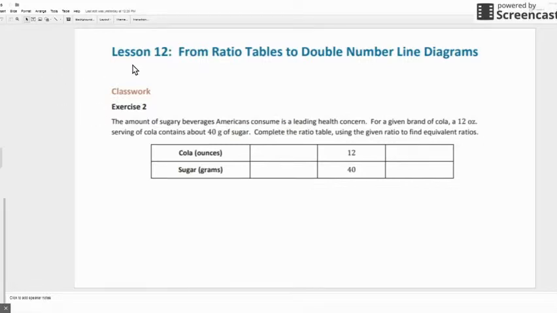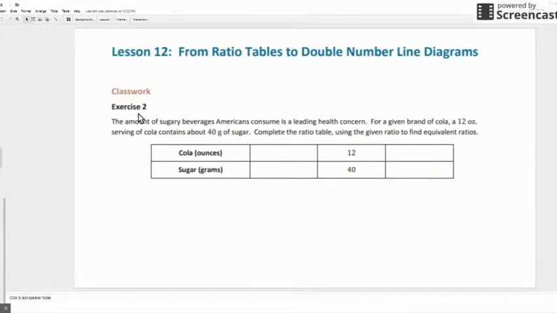Hi, hello students. Today we're moving on with lesson 12. We're going to discuss from ratio tables to double number line diagrams. So we've been talking about ratio tables. Today we're introducing the double number line diagrams. So let's go ahead and look at our first example or exercise.